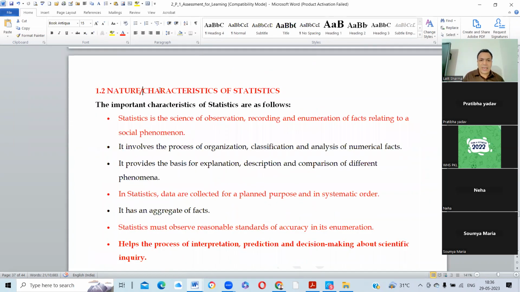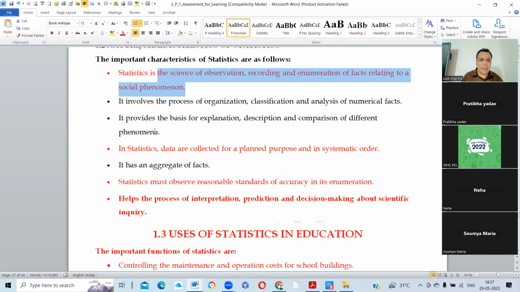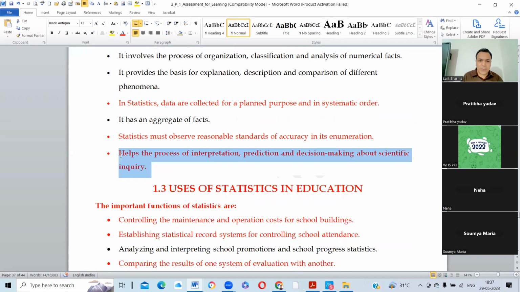So what are the nature and characteristics of statistics? I think you have come to know, science of, well, the main point I am discussing. The rest of the part, guys, you have to learn. I have made notes for you. My purpose is to clear your concept here. So nature and characteristics of statistics: it is a science of observation, collecting the data, right? It helps the process of interpretation, prediction, and decision making.